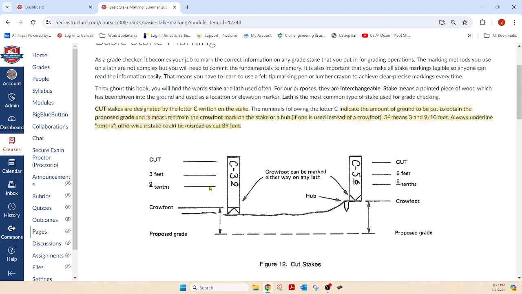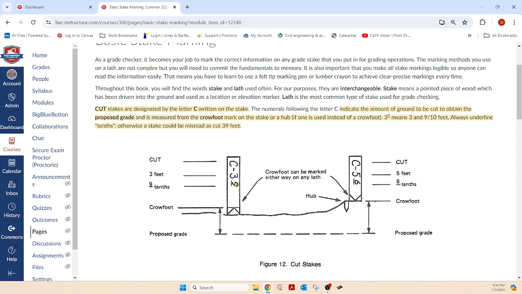Cut stakes, now here we go. We're getting into the meat and potatoes here. Cut stakes are designated by the letter C written on the stake. Imagine that. C. Cut what? 3 9/10. See that little line right there? You don't put a 3.9. Why not? Because it may be mistaken for 39. Cut 39 feet instead of 3 9/10 and see if you still have a job.